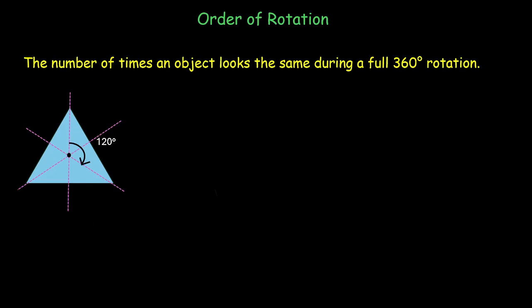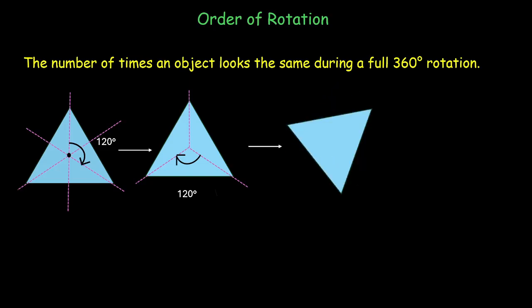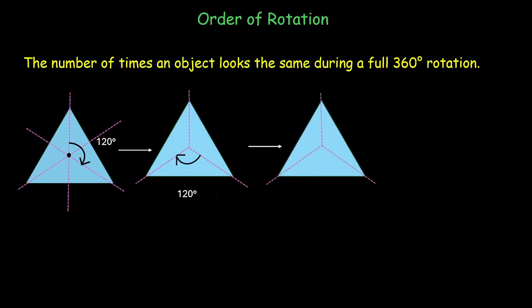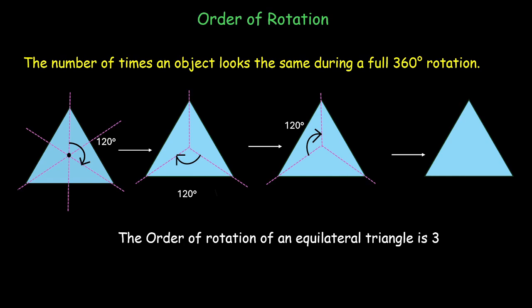So let us rotate it 120 degrees clockwise. Once we do that, it will look like this, exactly the same. Let us rotate it one more time and it will look like this. After one more rotation, when it covers a full circle of 360 degrees, it looks like this. So the order of rotation of an equilateral triangle is 3.